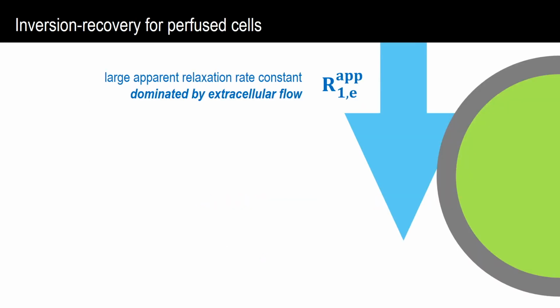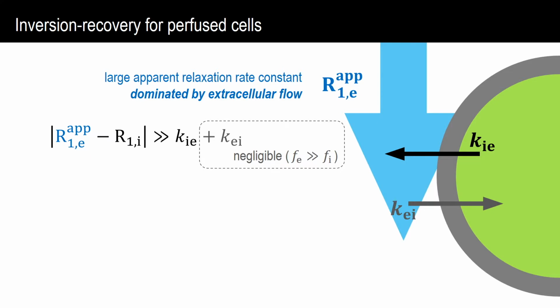For the inversion recovery in this perfused cultured cell system, the apparent R1 of the extracellular water will be a large value due to the time of flight effect through a very thin slice, and this large flow-dominated apparent R1 for the extracellular water will bring the whole system into the so-called slow exchange limit.